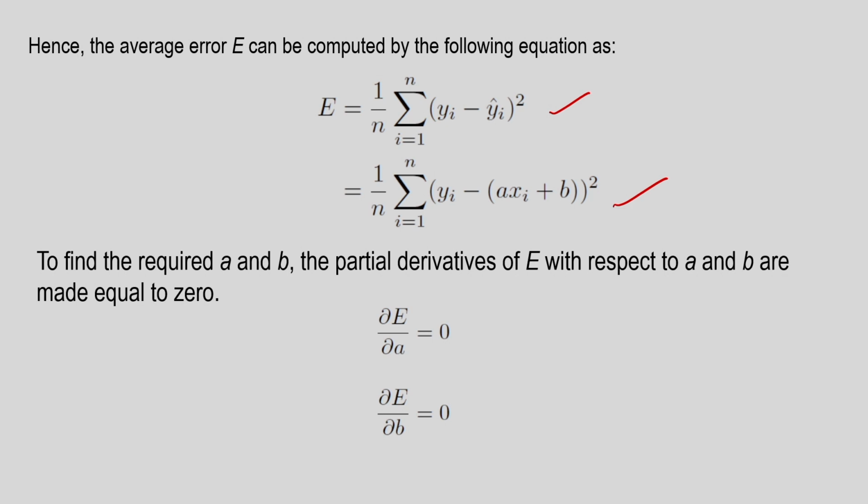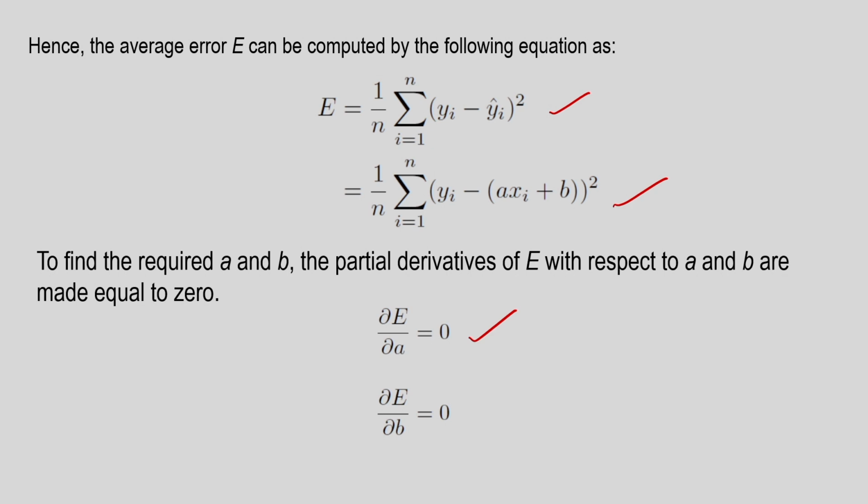Already I have defined a line, with slope a and intercept b. So the objective is to minimize the error, and corresponding to this we have to determine the slope a and the intercept b. To find the required values of a and b, we have to consider the partial derivative of e with respect to a and b. So the partial derivative of e with respect to a should be equal to 0, and the partial derivative of e with respect to b should be equal to 0.